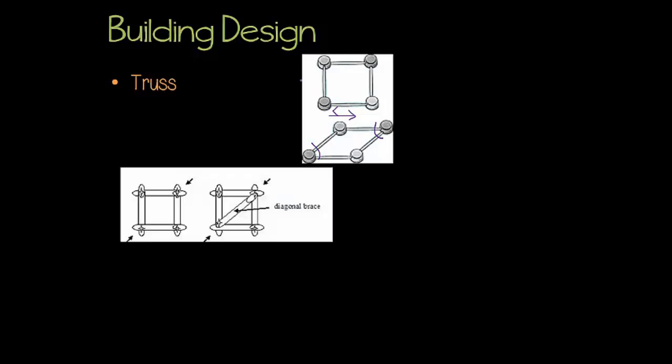So builders can add trusses to the building, and a truss is just a diagonal support placed inside that square design, and it helps brace these corners, and it turns that square or rectangle into 2 or more triangles, and it just so happens that a triangle is the strongest shape that you can build.